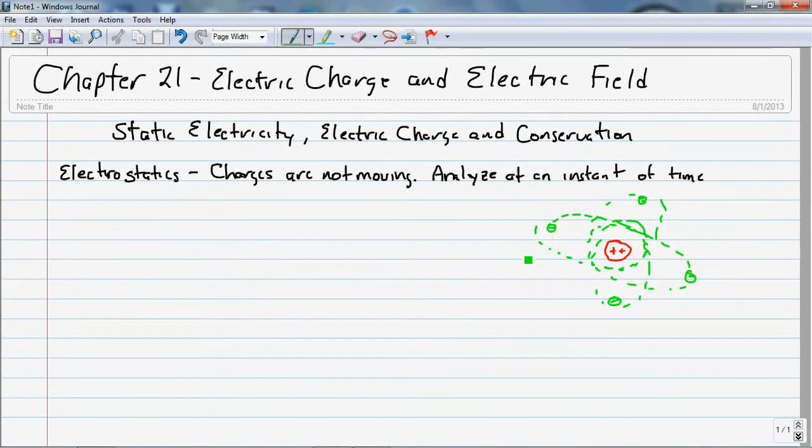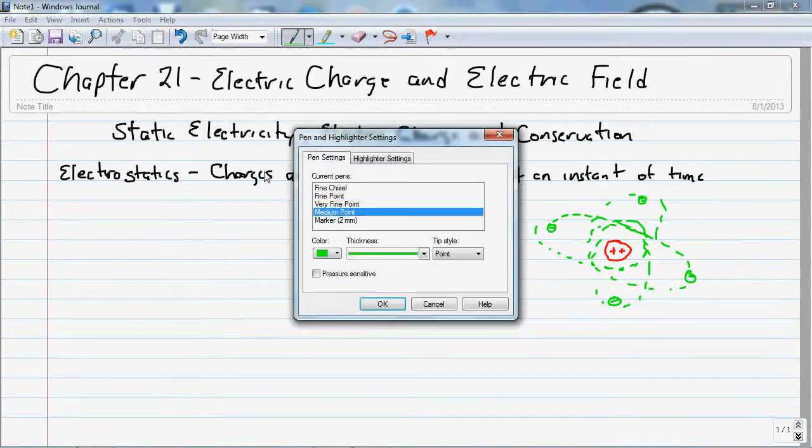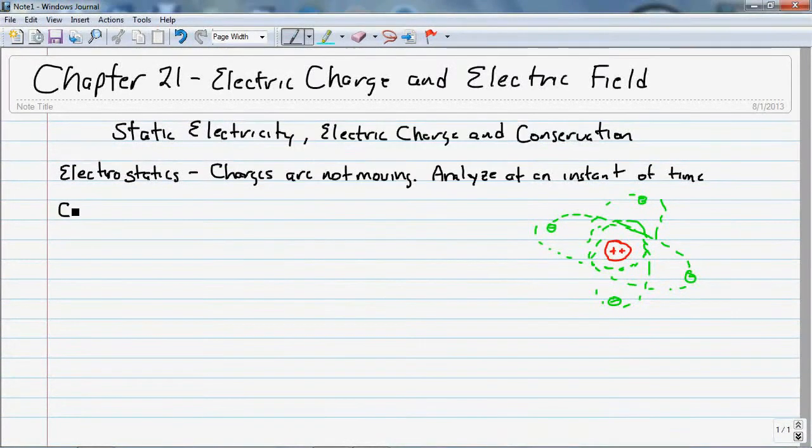But when we're talking about these charges, we consider these charges to be independent. Charges are independent, meaning that they're not bound to a specific atom, so they could be free by themselves out in space.